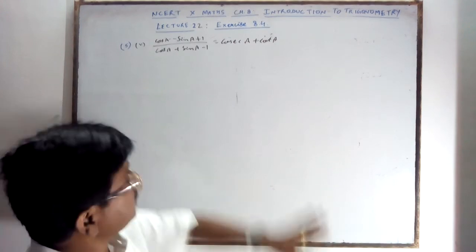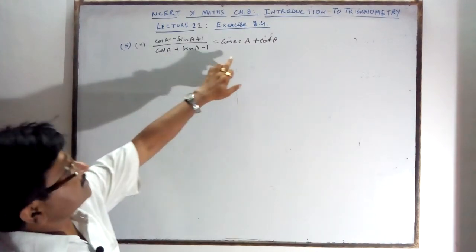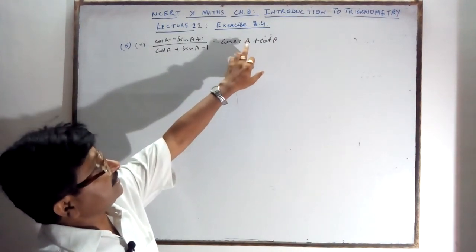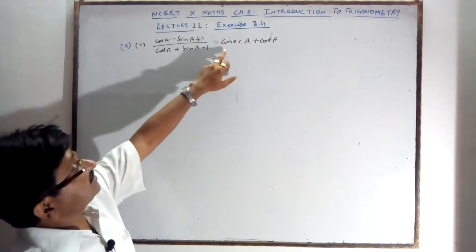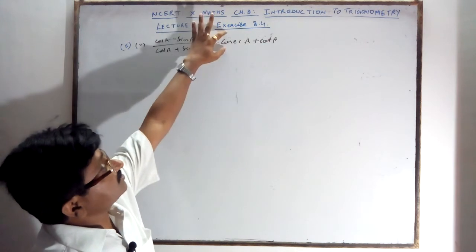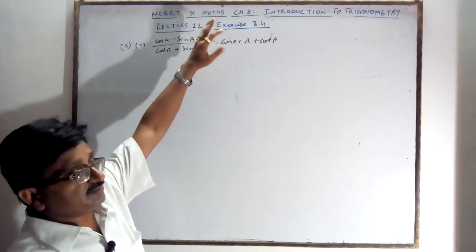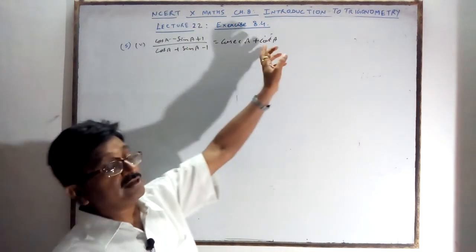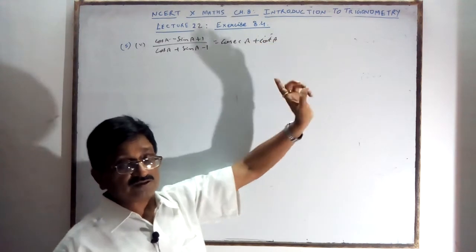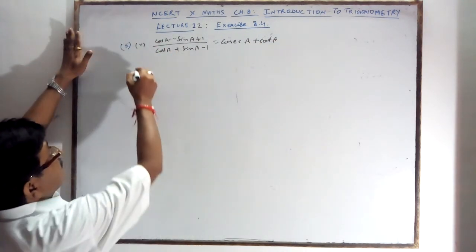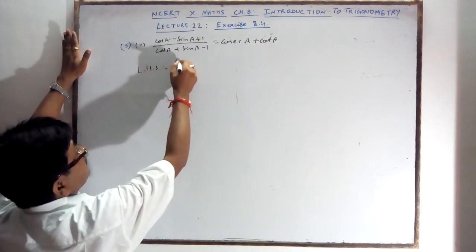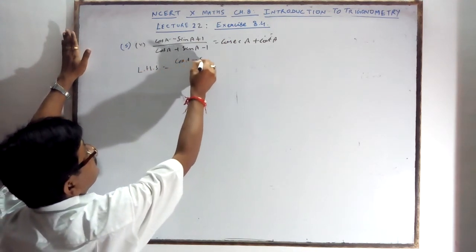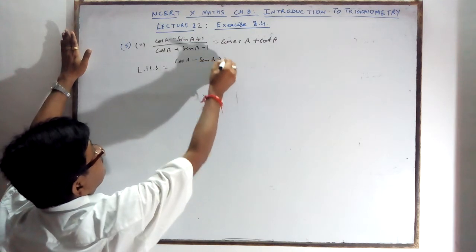So what will you do here? Simply you decide by the right side. Right side in the example was given as 1 upon sec minus cot. So here it is given cosec plus cot, and cosec is in the form of sin, 1 upon sin, cot is in the form of sin, cos upon sin. So what will you do? First you write LHS and then you watch what is the right side.